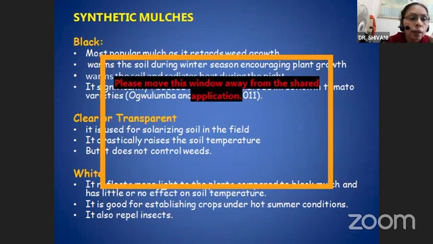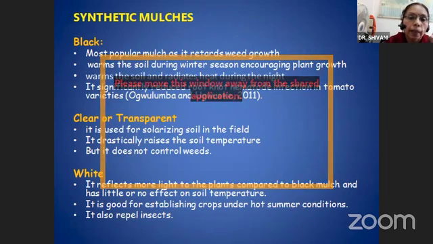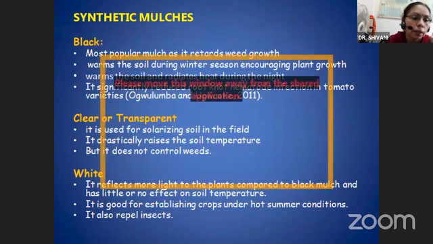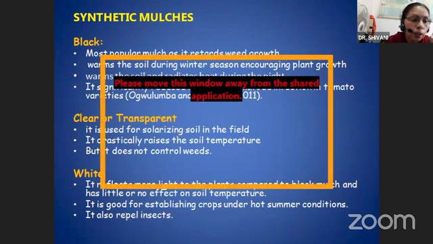Then coming to synthetic mulches, there are mulches which are black in color. They are very popular as they retard weed growth. They warm the soil during winter season and thus encourage plant growth, because due to low temperatures, plant growth is not good. They warm the soil and radiate heat during the night, and significantly reduce root knot nematode infection in tomato varieties.